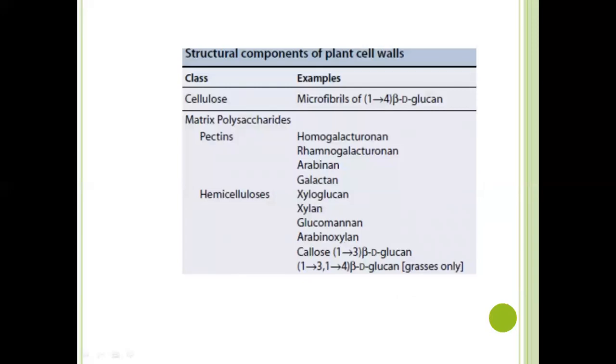Structural components of the cell wall: cellulose, that is microfibrils, 1,4 beta-D-glucan; matrix polysaccharides, pectins, homogalacturonans, rhamnogalacturonans, and arabinans, galactans; hemicellulose, xyloglucan, xylan, glucomannan, arabinoxylan; callose, 1,3 beta-D-glucan; 1,3 1,4 beta-D-glucan, grasses only.